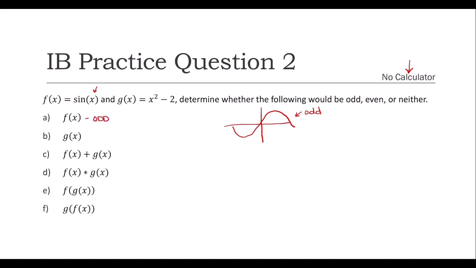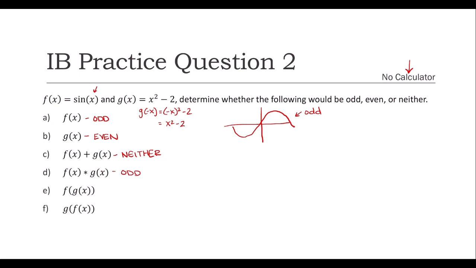For g of x, we'll plug in negative x. So g of negative x equals negative x squared minus 2, which is just x squared minus 2. So our g of x equals our g of negative x. So this one is even. F of x plus g of x is an odd function plus an even function. And we learned earlier that the result of that would be neither. Next, we have f of x times g of x, which is an odd times an even, which will give us an odd function.